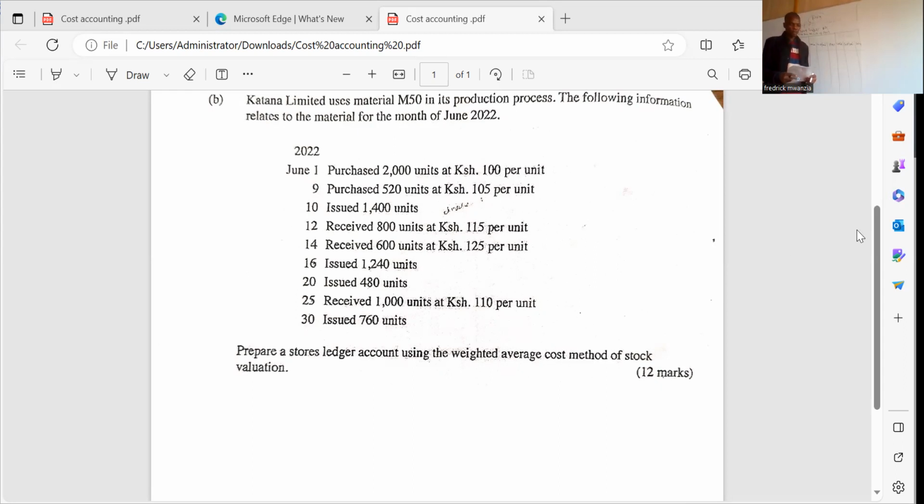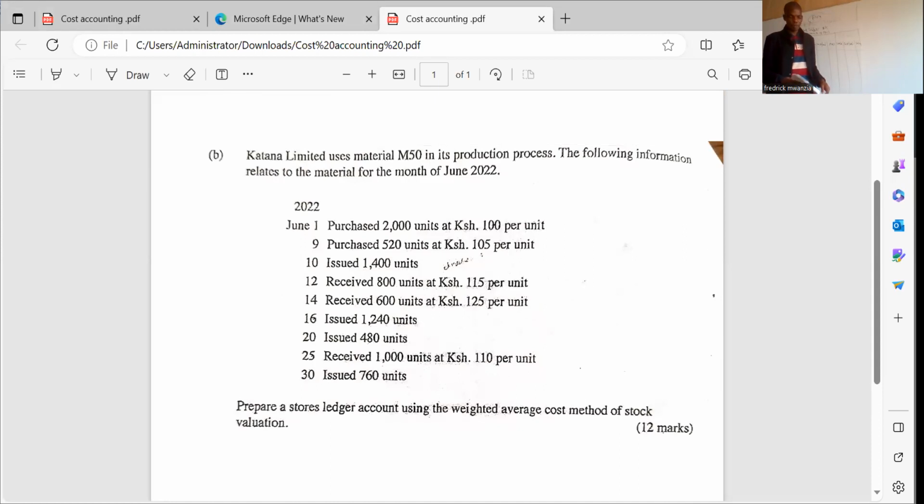Now, let's look at this question and read it together for the purpose of understanding this particular area. Katana Limited uses material M50 in its production process. You can see they are doing production. When we are producing, the output is finished goods, and these finished goods must be sold to the market at a price. So you must avoid underpricing. The only way to do that is to accurately account for the materials that we are receiving from the supplier.